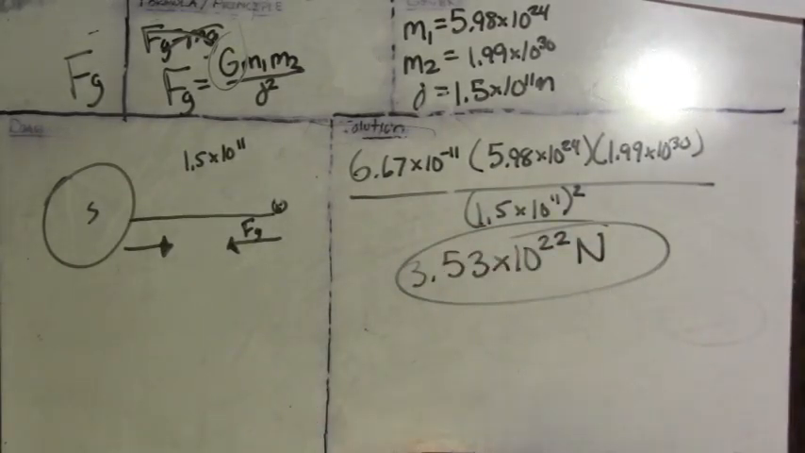But it's something that we should expect. I mean, if we're looking at what is keeping the Earth moving in a circle around the Sun, we would expect it to be a very, very large value. And it is.